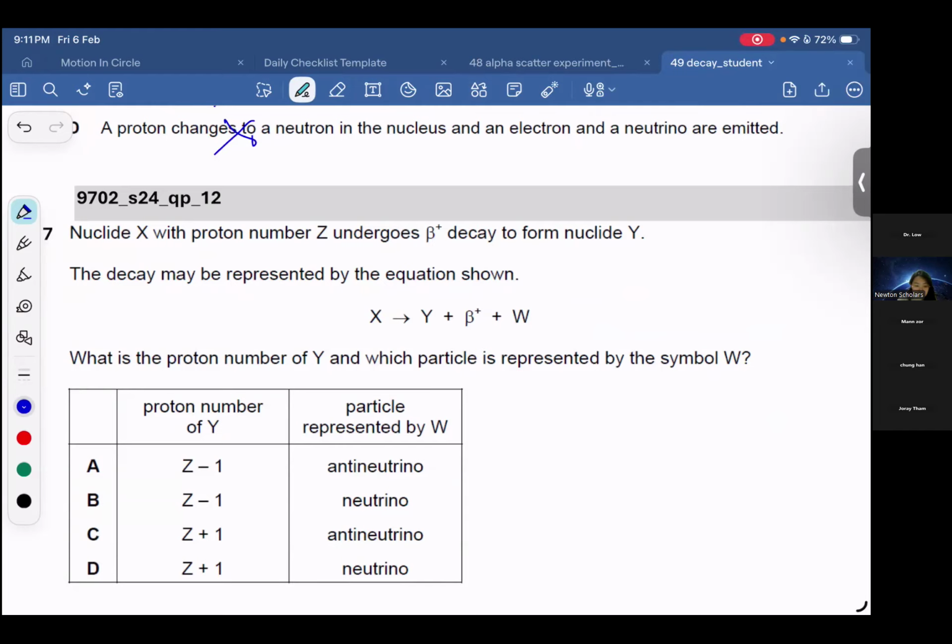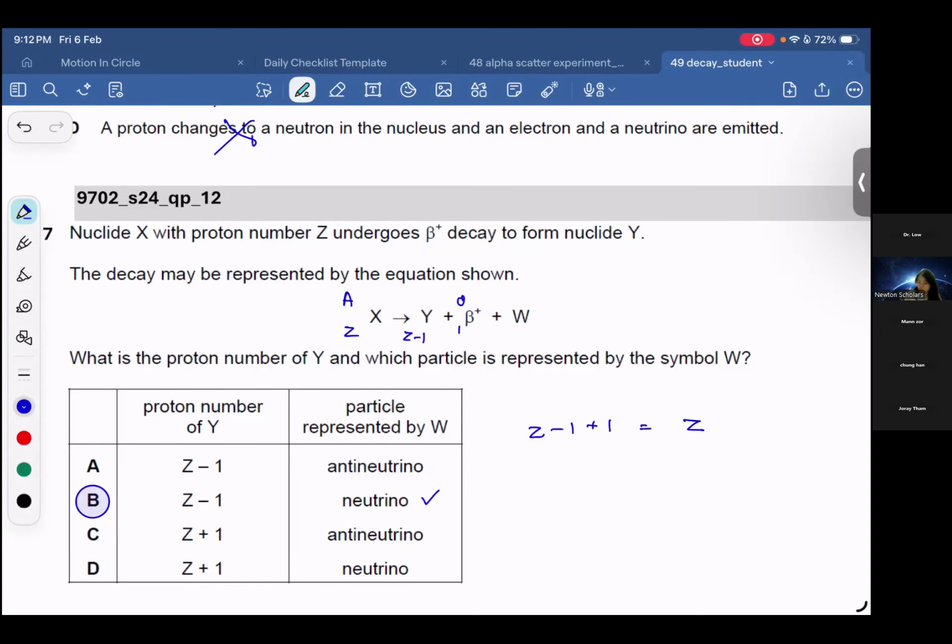Kai Chen, correct. Vashini, correct. Jore, yes. Sean, yes. Fatima, yes. Okay, all correct. Answer B. Okay, so here beta minus is 0, -1. So your new element here should be minus 1. So that minus 1, Z minus 1 plus 1, you get back Z. So this is Z. Okay, so this is A. Then beta plus together with neutrino. Answer B.